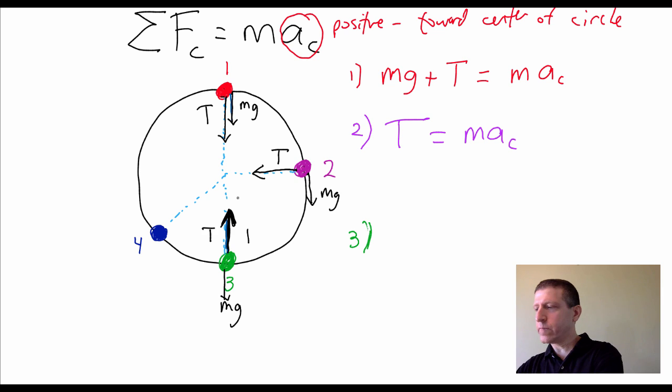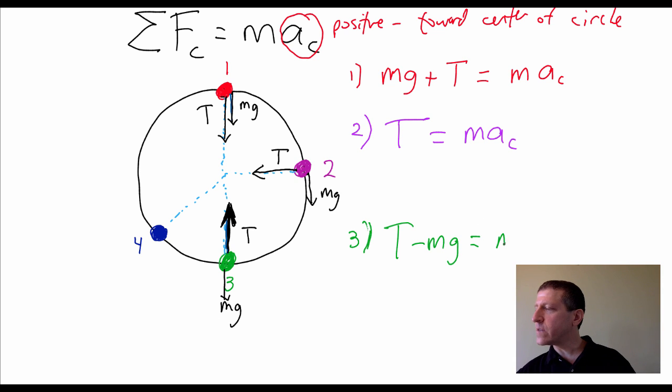This is our tension. This is mg. Tension's got to be greater than mg to keep it accelerating towards the center. So for this situation right here, always make towards the center positive. That means we've got T here, positive, but it'll be minus mg because mg is pointing away from the center. Again, the trick is always make towards the center positive.